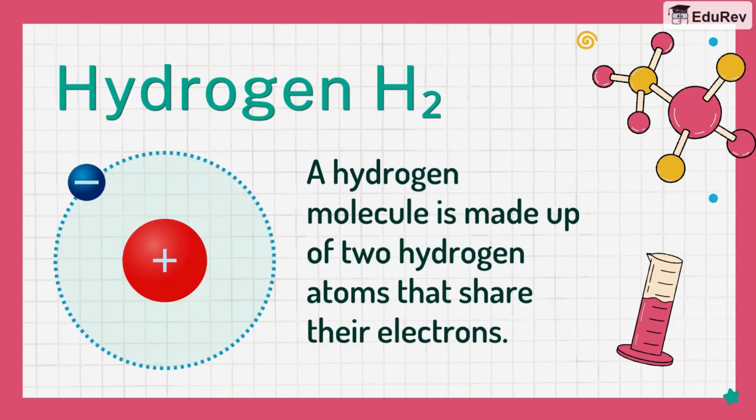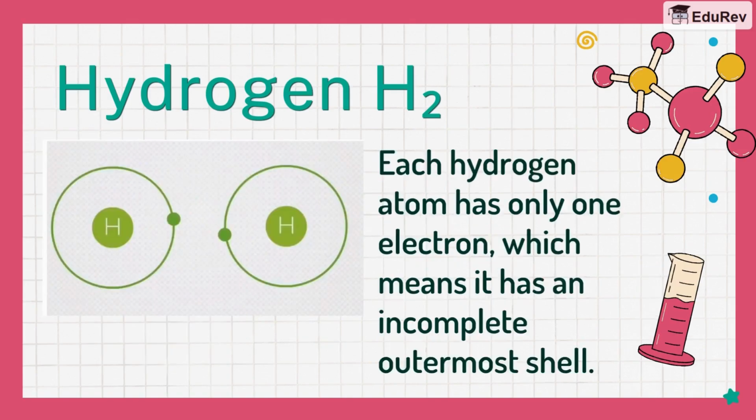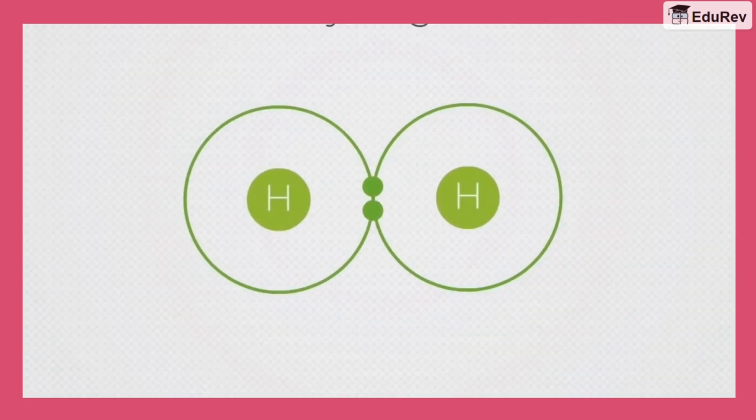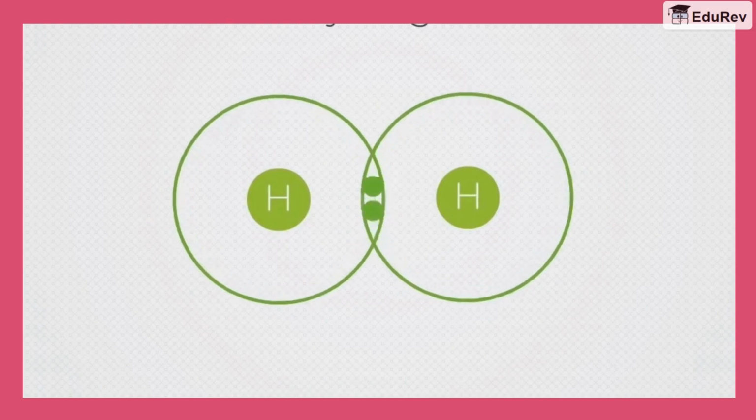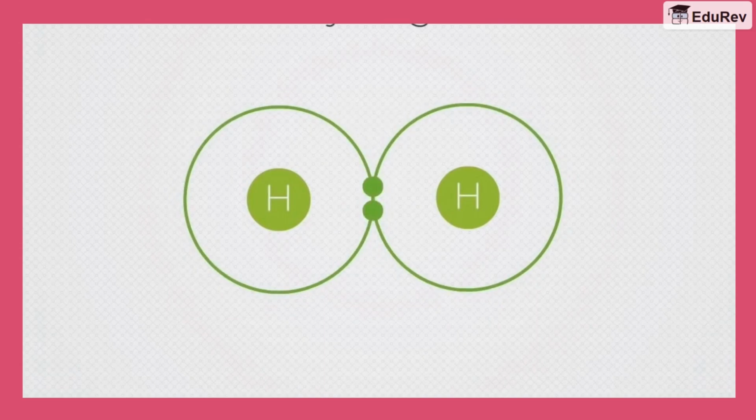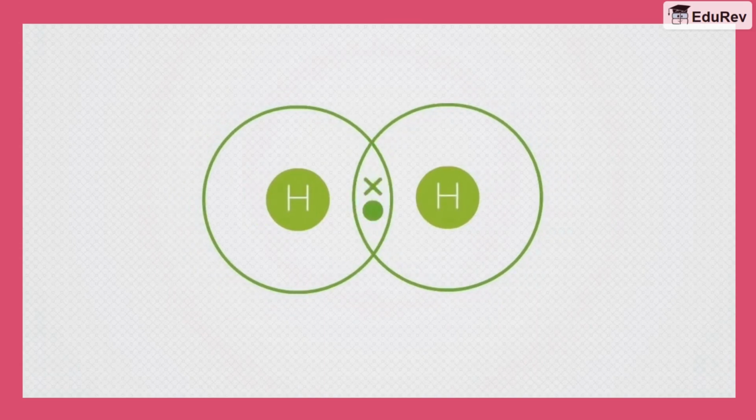Now, let's talk about the simplest of all molecules, hydrogen, H2. A hydrogen molecule is made up of two hydrogen atoms that share their electrons. Each hydrogen atom has only one electron, which means it has an incomplete outermost shell. But when two hydrogen atoms come together, they can share their electrons to complete their outermost shell. This sharing of electrons forms the covalent bond, also known as the H-H bond.